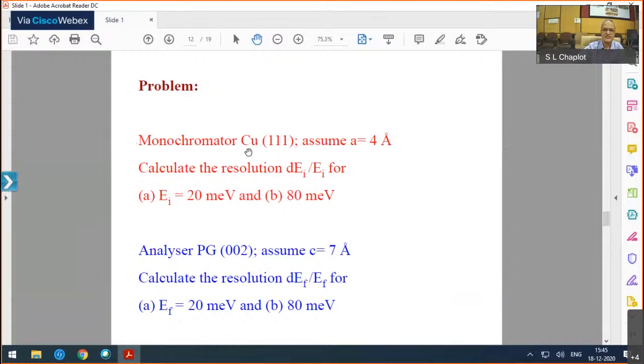So the problem we are looking at is, suppose that's the plane we have, and for simplicity, let's assume that the lattice constant of copper is 4 angstrom. It's a cubic crystal, so that would be easy. With this value of the lattice constant, we want to know what is the resolution in EI and EF. Suppose my EI is 20 millielectron volts or 80, we just try to solve numerically and get these numbers.